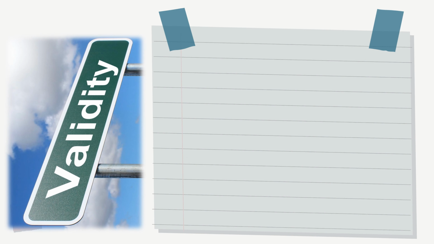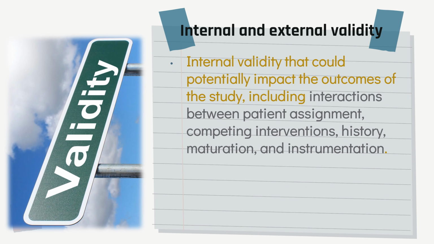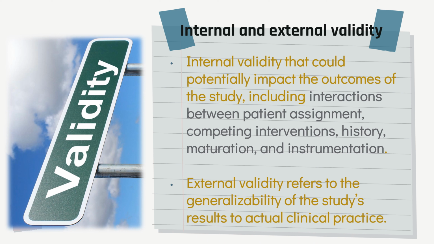In addition to identifying the level of evidence hierarchy, you must also consider critically appraising the study's overall quality and the study's internal and external validity. Internal validity could potentially be impacted by interaction between patient assignment, competing intervention, history, maturation, and experimentation, and external validity refers to generalizability of the study's results to actual clinical practice. Information about validity of the article is found in the method section.